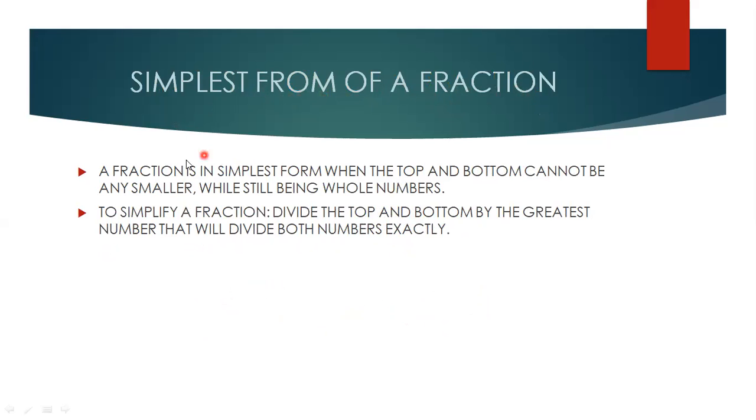Simplest form of a fraction. A fraction is in simplest form when the top and bottom cannot be any smaller while still being whole numbers. To simplify a fraction, divide the top and bottom by the greatest number that will divide both numbers exactly. So the numerator and denominator should be divided by the same number. Then it will become the simplest form.